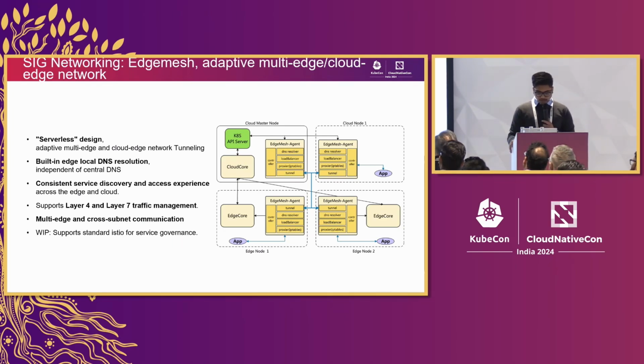If you look at EdgeMesh, this is a tool by KubeEdge for communication between various edge nodes. In earlier versions of EdgeMesh, we used to have a centralized server through which all these communications would be passed. But now we have come up with a serverless design. Whenever there is communication between two edge nodes, the EdgeMesh agents on each of these edge nodes step in and perform the responsibility of a server, basically.